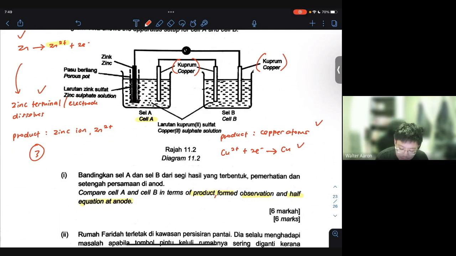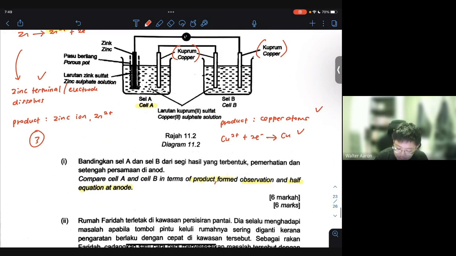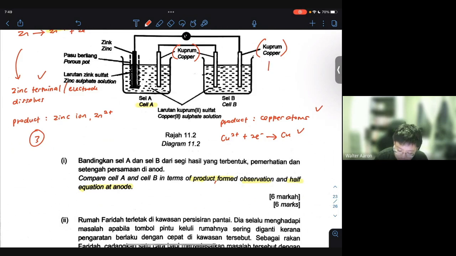So what happens is that supposedly this side over here, there'll be more copper being formed on the surface. So you can say that the copper electrode on the right side of cell B becomes thicker. If you're talking about this one over here on the left side, then it becomes thinner.